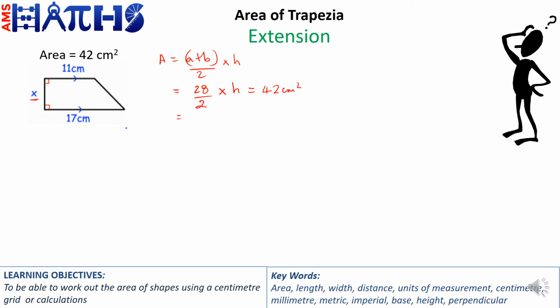Now, 28 divided by 2 is 14. 14 times the height is 42 centimeters squared. So we need to find the value of the height. 14 times what number gives us 42? That number is 3. So the height of our trapezium is 3 centimeters.